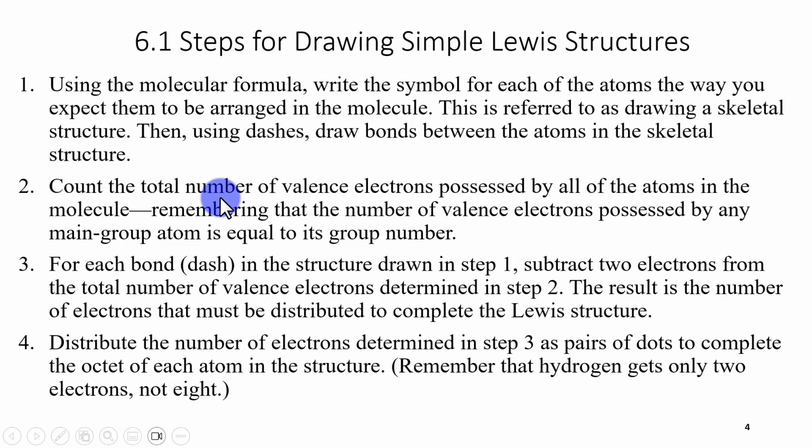Now we count the total number of valence electrons that are being donated by all the atoms in the molecule, just the valence electrons. Remember, we determined the valence electrons by looking at the group number. If it's group 1, it will have 1 valence electron. If it's group 2, it will have 2. Group 5, it will have 5, etc., etc.